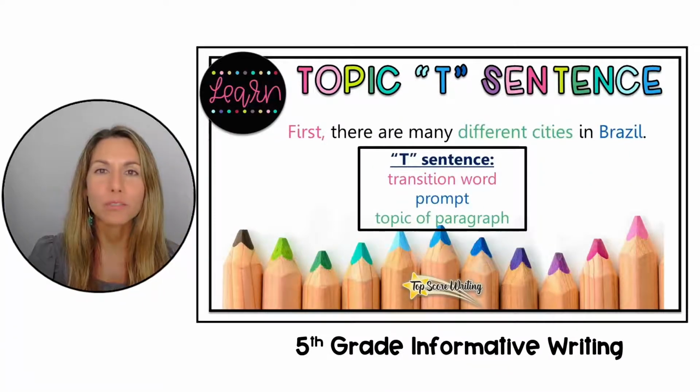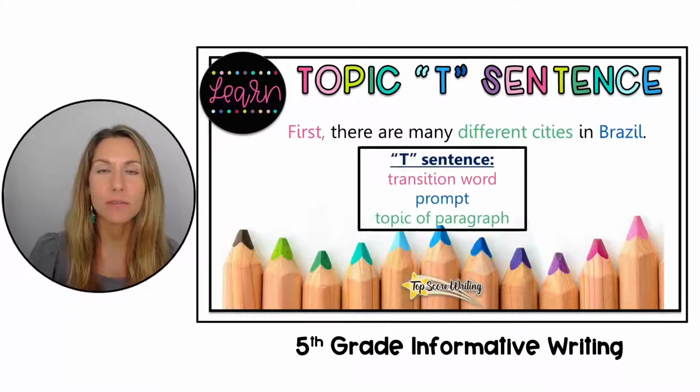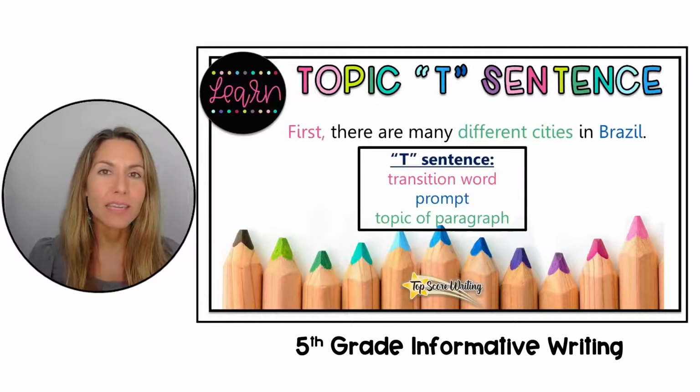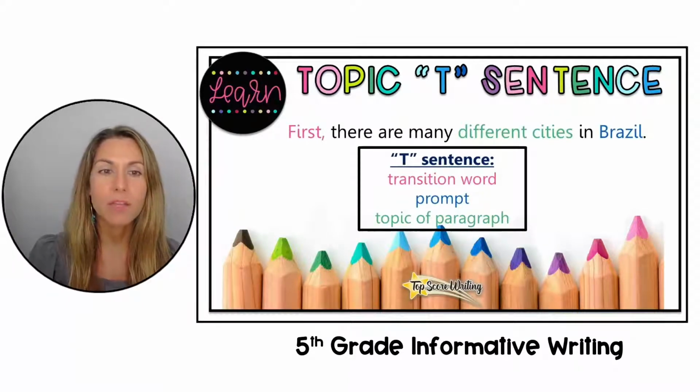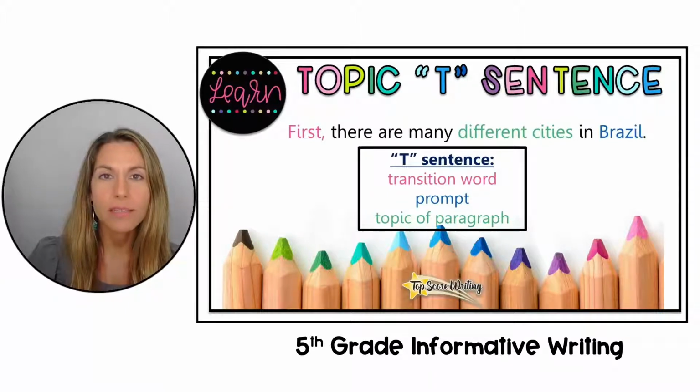If we were going to be writing topic sentences for our Brazil plan that we've been working with in the past few lessons, a topic sentence for T1 in the Brazil essay may sound like this. First, there are many different cities in Brazil. Now, if you look at the key, you will see what the colors mean. First is in pink. Well, on the key, that tells us that first is our transition word. The prompt directed us to write about Brazil. So you'll see Brazil is written in blue. The topic of T1 is cities.